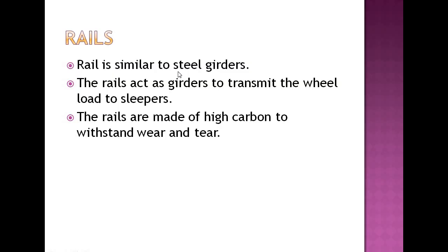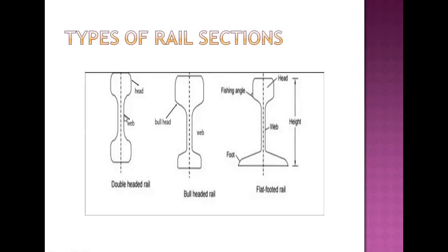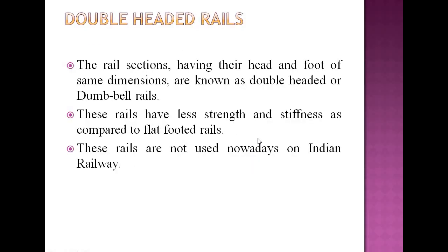Rails are nothing but steel girders. The rails act as girders to transmit the wheel load to sleepers. The rails are made of high carbon steel to withstand wear and tear. And we have different rail sections: double-headed rails, bull-headed rails, flat-footed rails. This is the double-headed rail, this is bull-headed, and this is flat-footed.